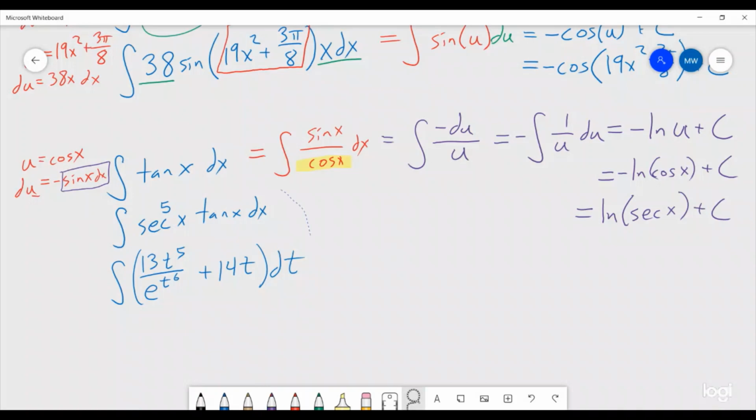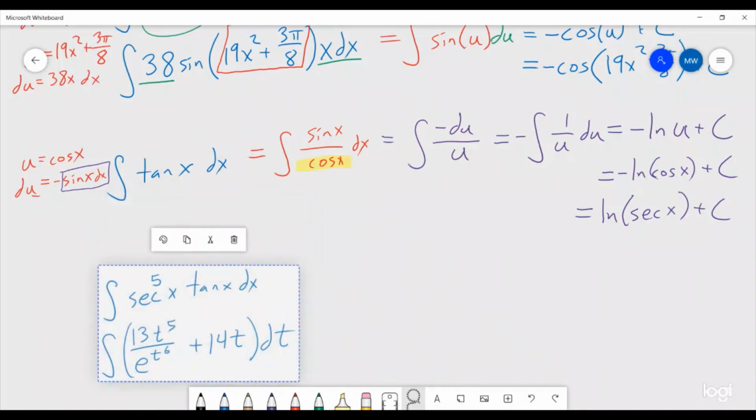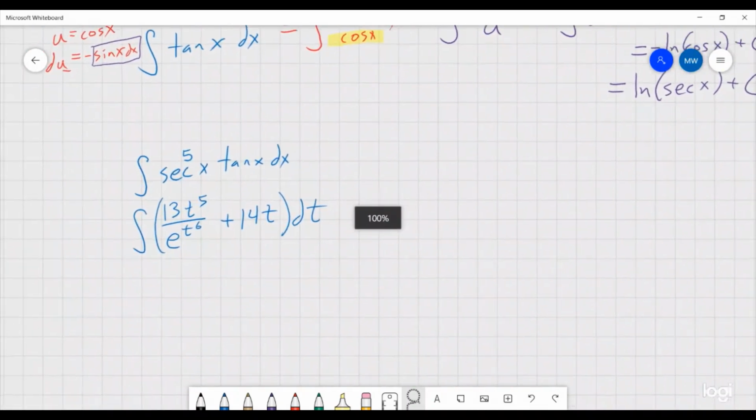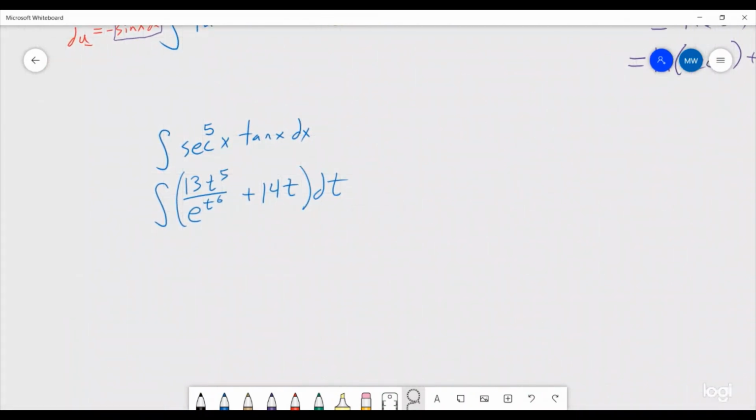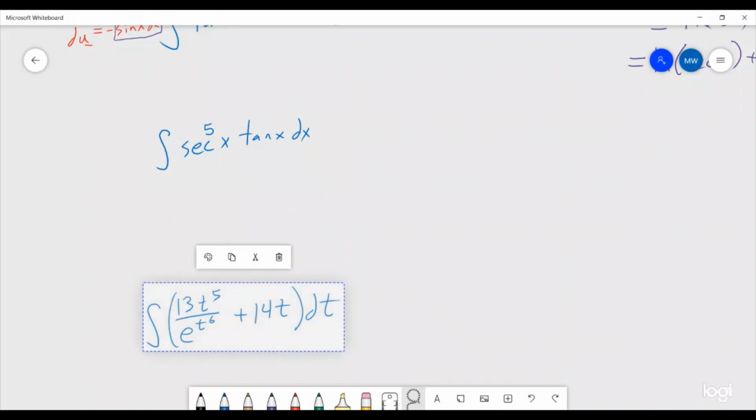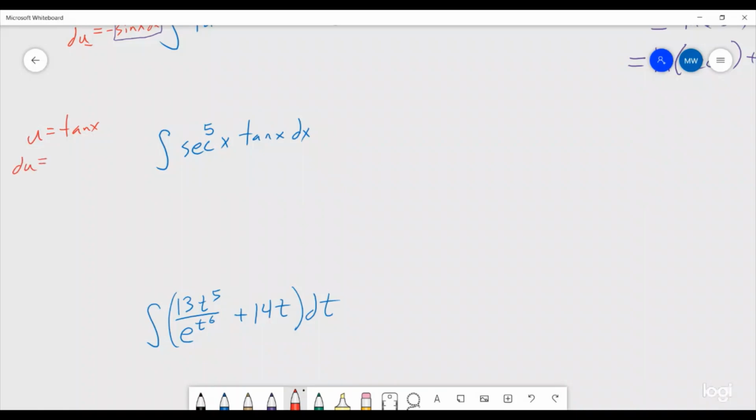How about this next one? Secant to the 5th of x times tangent x dx. What is that going to be? Well, for this one, we might just try a couple and see what happens with them. So if we say that u is tangent x, then du is going to be secant squared x dx. Well, we have tangents, we have secants, so let's see what this would do.